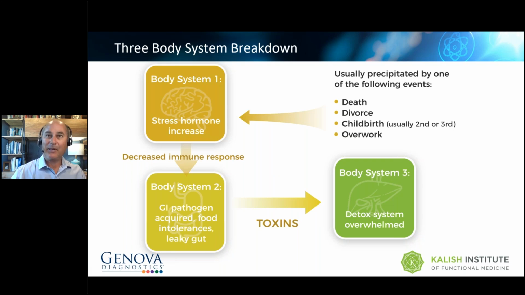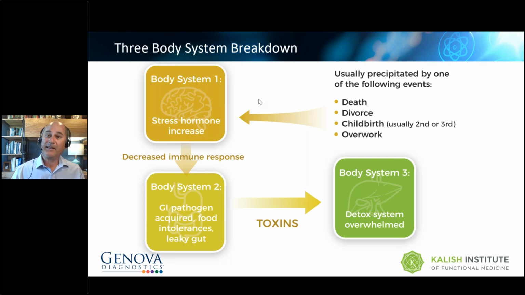And then why does this happen in the first place? So we have a model of what we want to treat: neuroendocrine, GI, and detox, and then a model of what triggers that. A death in the family, a divorce, going through your second or third child, and you've got a toddler, but now there's a baby in the room too. No one's getting any sleep, overworking. That drives the stress hormones up. That weakens our immune response. We end up with GI problems down the road and detox system issues too. But we want to have this model be a definition or an explanation or a structure for why we want to do the testing.